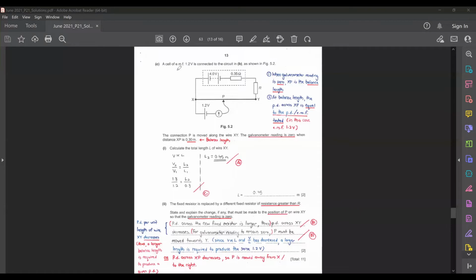If you look at part C, you have a cell of EMF 1.2 volts that is connected to a circuit in B as shown in figure 5.2. The cell of EMF 1.2 volts is this. The circuit in B is actually this. Now, if you look at the diagram, you should be able to identify that this is actually a potentiometer. Okay, and then from there, they mentioned that the connection P, which is this point here, is moved along the wire XY, which is our uniform resistance wire from before. Okay, and then they continue moving it until the galvanometer reading is 0. So at this point here, your distance XP is 0.3 meter.